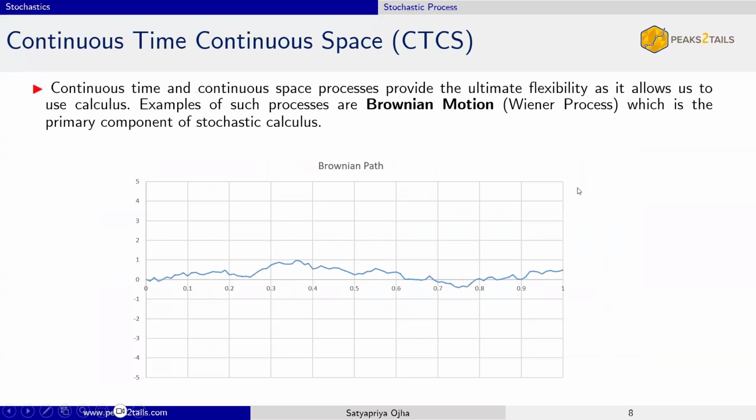And then finally, continuous time, continuous space. So something that can change at any point in time, and the values it can take are also anything. Continuous space, continuous time. The best example of this is Brownian motion or Wiener process. This particular entity is continuous time, continuous space. And this is the star of the show of stochastic calculus.